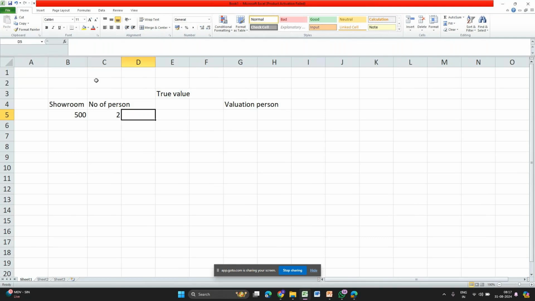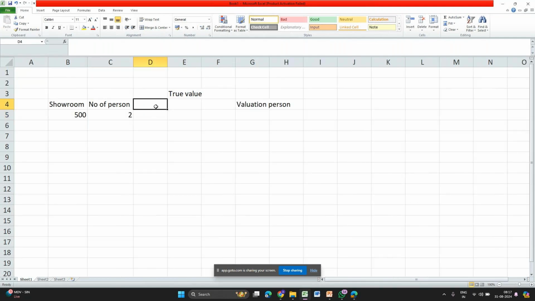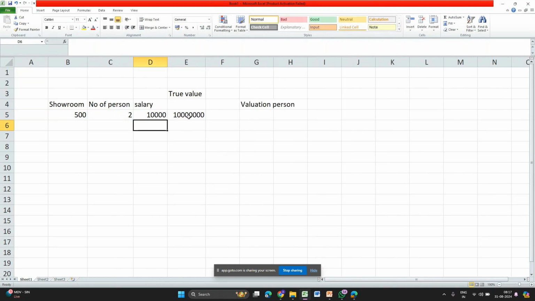Yeah, and each person's salary can be approximately 20,000 rupees. If you take a lower number, salary per person 20,000, or you can take 10,000 also, which is not possible, but let us take it for calculation purposes. Now, 500 showrooms, in each showroom two persons, and salary is 10,000 rupees per person. That means per month, the company has to invest this much amount only for two people.